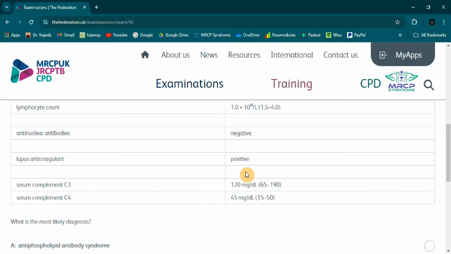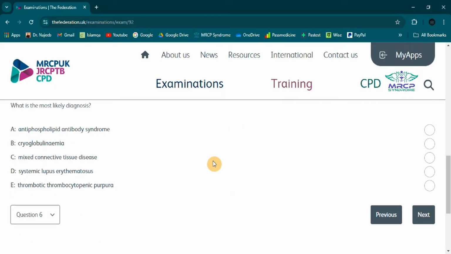In case of SLE, the patient will have a low complement level, especially during active disease, due to immune complex formation. In contrast, in case of APS, the patient will have a normal complement level, and this also helps us differentiate between antiphospholipid antibody syndrome and SLE. And the absence of antinuclear antibody and other autoimmune markers also makes SLE and MCTD, mixed connective tissue disease, unlikely.